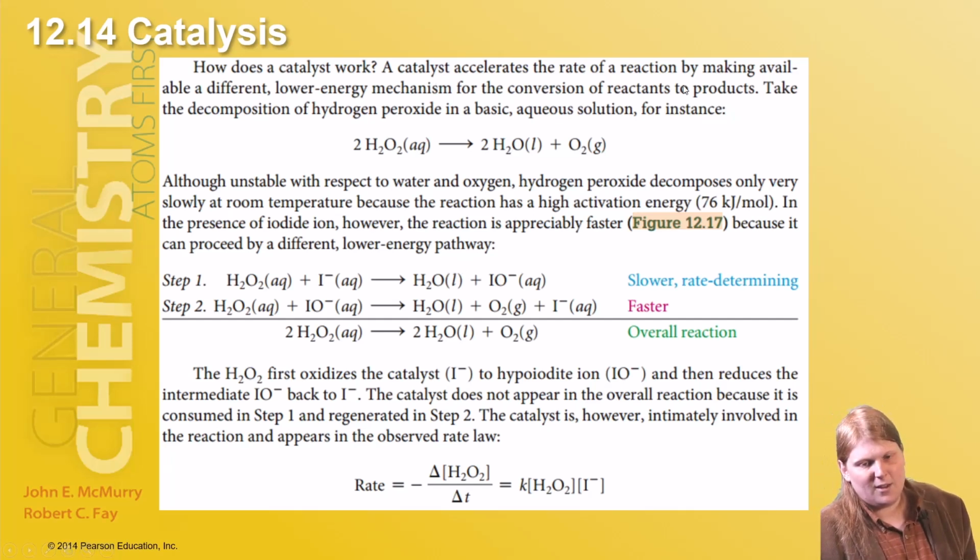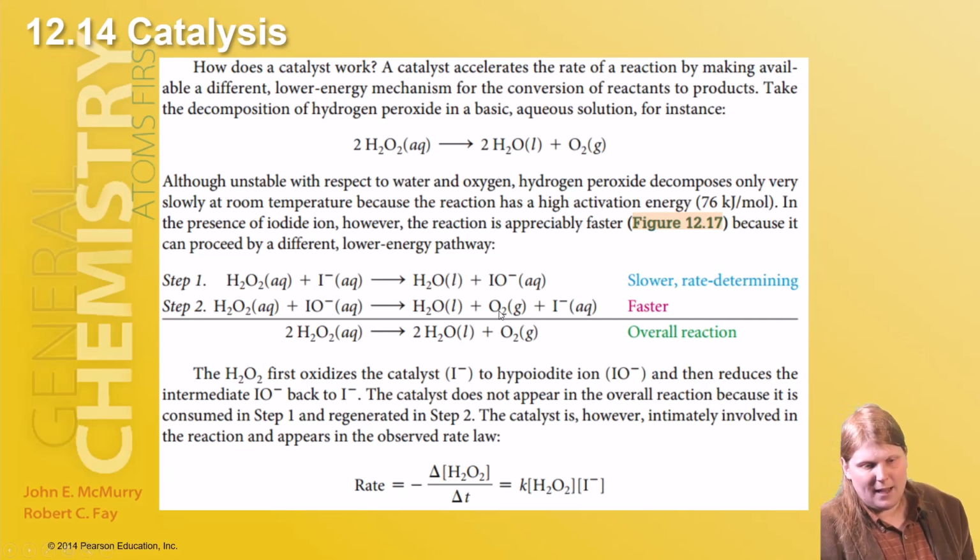How does it work? It accelerates the rate of reaction by making available a different, lower energy mechanism for the conversion of reactants to products. So it lowers our E of A. That's what it does. Hydrogen peroxide is highly unstable but decomposes very slowly because of the high activation energy. If we provide iodine, this helps it decompose faster by providing a cheaper, quicker way with a lower activation barrier, so that the reaction that was already going to happen can now happen faster. And they propose a mechanism that incorporates the catalyst. A catalyst has to be regenerated at the end of all of our processes.